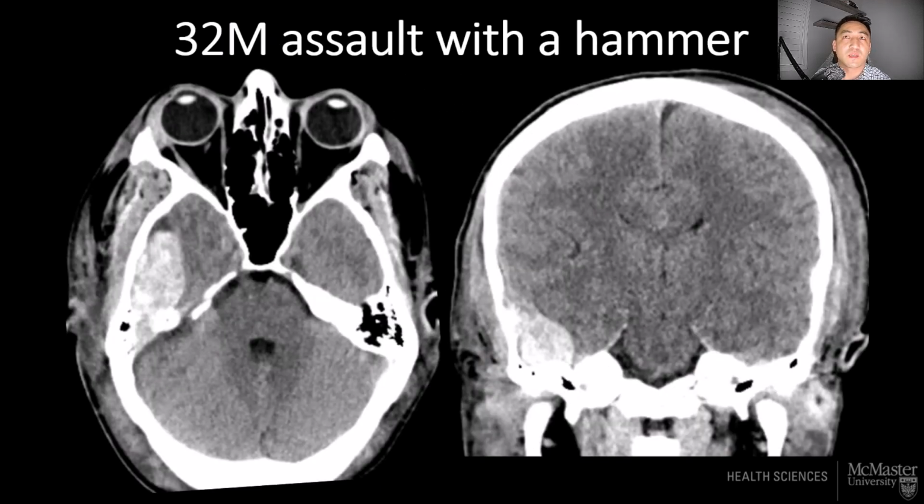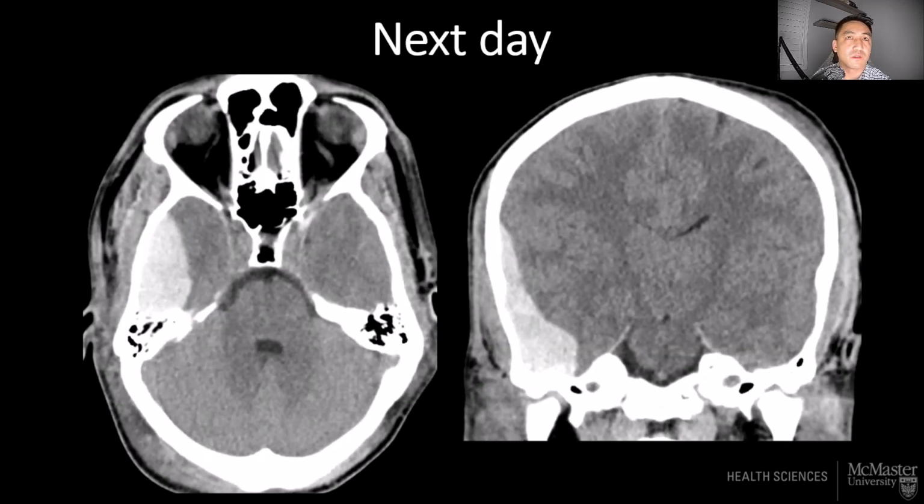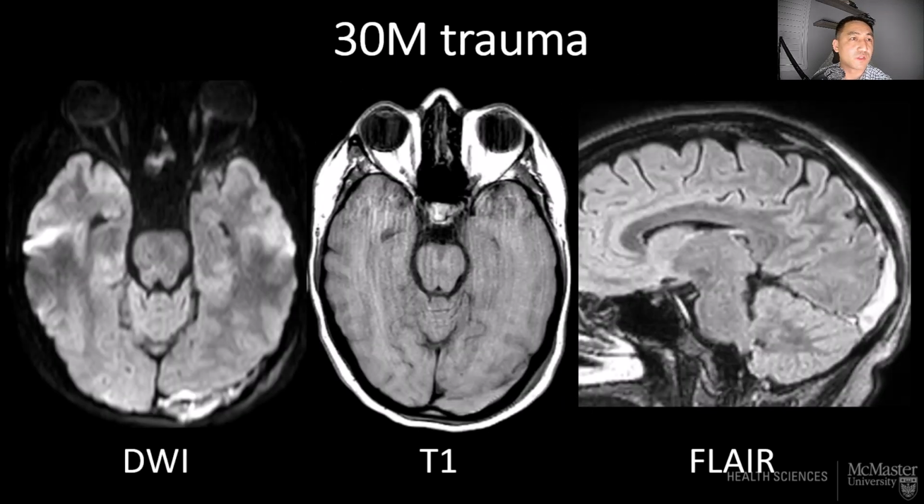Not all epidurals expand. Here we have a 32-year-old man assaulted with a hammer. He has an epidural hematoma in the same location, so likely arterial. He was doing well clinically. They didn't need to intervene. They scanned him the next day, and there was no significant expansion of the hematoma, and the patient was well enough to leave AMA. This was earlier in the year, and the patient is still alive when I checked last week.